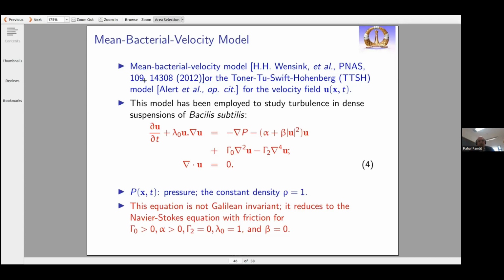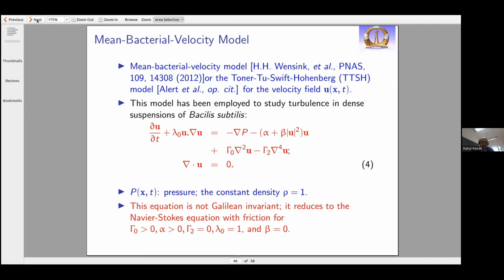This is one of the simplest so-called mean bacterial velocity models, in which you have more or less Navier-Stokes, but you have a coefficient lambda naught pressure, and then you have this term, which is now called the Toner-Tu term, which depending on the sign of alpha, etc., can either act like a friction or activity, and this is there so that it's stable. And then there are here other terms, okay? And incompressible. You should note, so those of you who are paying full attention, this is not Galilean invariant, but it reduces to Navier-Stokes with friction if all these conditions are met.